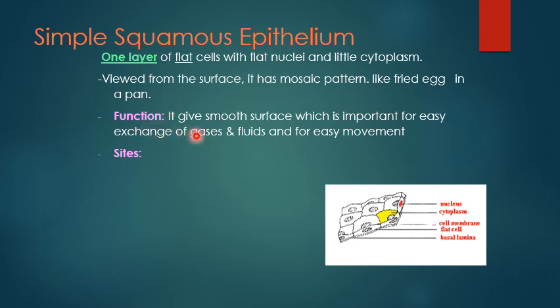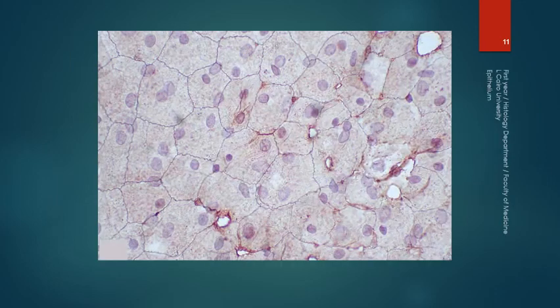The function: it gives a smooth surface, and it is delicate for gas exchange. Smooth surface for movement of the blood in the blood vessel and for movement in the mesothelium, which is pleura, pericardium, peritoneum, and delicate for gas exchange and glomerular filtration. This is the fried egg appearance in a pan. The nucleus is the egg yolk, and the cytoplasm here is the white part of the egg.